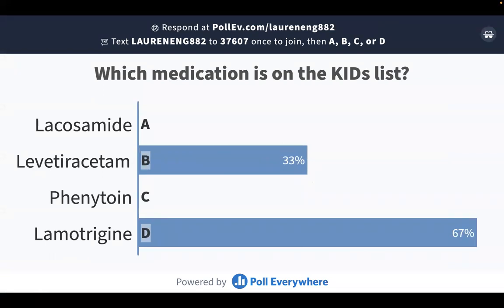And so my last one, I think I may have forgotten to clear the answers from this. But so which medication is on the kids list? It's lamotrigine.